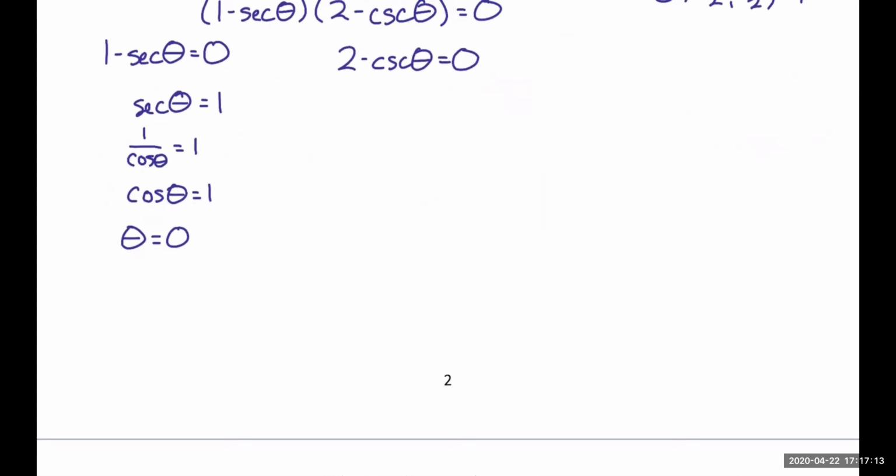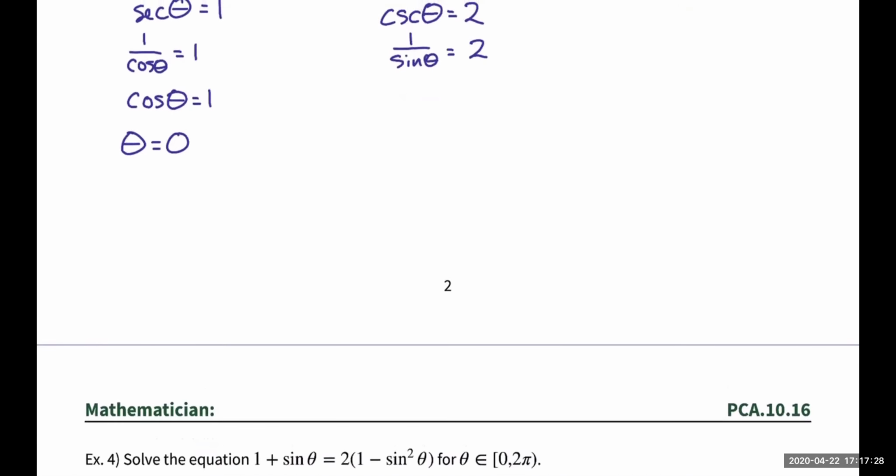Then we'll solve on this other equation. So cosecant theta is equal to 2. And we can go ahead and rewrite that as 1 over sine theta is equal to 2. I'm just rewriting cosecant theta as a reciprocal. And then take the reciprocal on both sides. So sine theta is equal to 1/2. And again, with our knowledge of the unit circle, that is occurring when theta is equal to pi over 6 and 5 pi over 6.